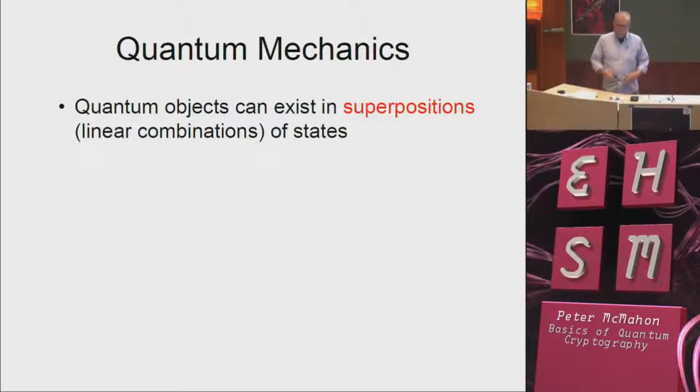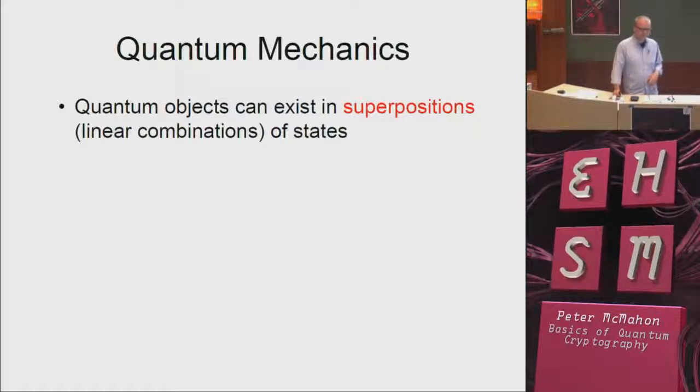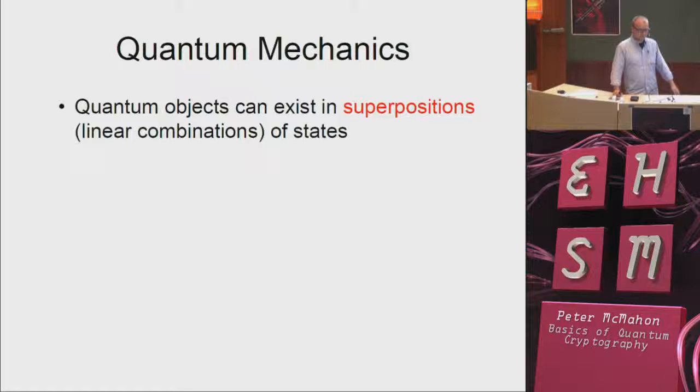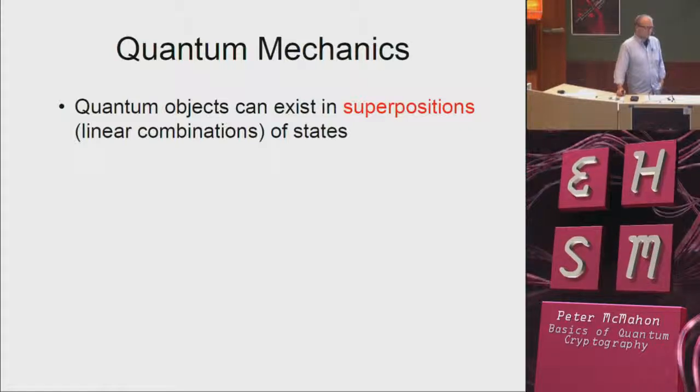So what I'm going to do is introduce some features of quantum mechanics that will let us discuss this first protocol that I told you about, the Bennett and Brassard one. Some interesting features of quantum mechanics are, one, that quantum objects can exist in superpositions, and I'm going to have some slides on what this means for those of you who haven't seen it before.